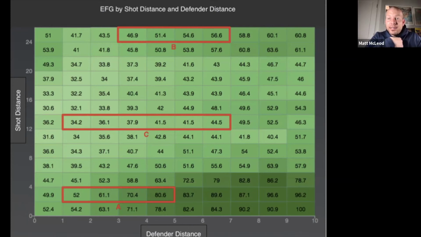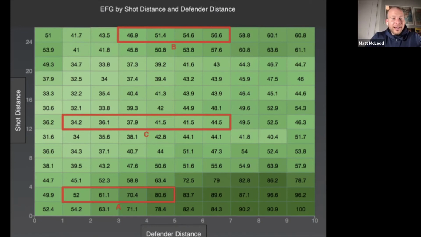Uncontested threes are better than contested threes, right? From further away, that 20-foot level. All of a sudden, and it's interesting here where it's a little bit lower when the defender's further away, but then it normalizes the further the defender gets away. Uncontested threes are extremely more valuable than contested ones.